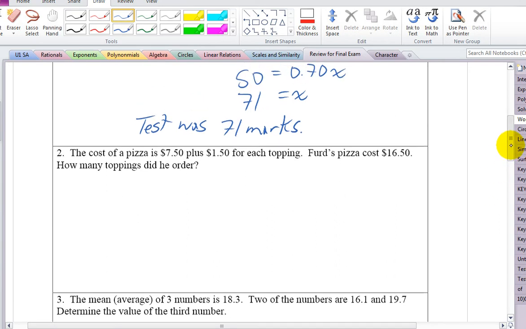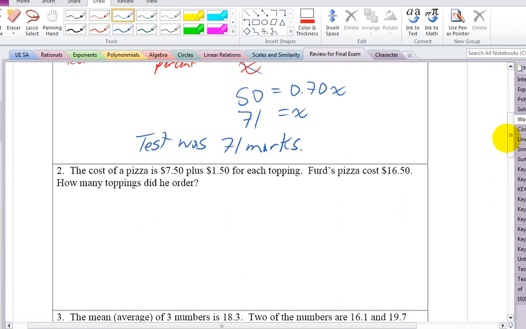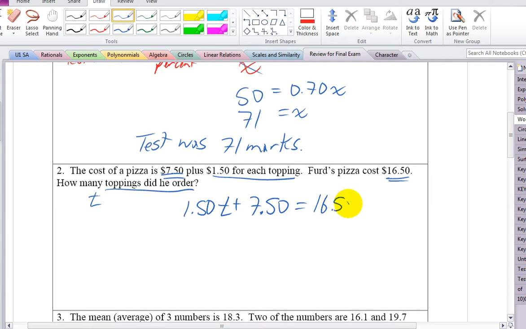Okay, next one, cost of a pizza. It's $7.50 plus $1.15 for each topping. The pizza costs $16.50. The question is, how many toppings did he order? So let's use T for toppings. How can we set this one up? 1.50 T plus 7.50. So $1.50 per topping means we can multiply that together. Plus, every pizza is $7.50, so we have to add it. That's our constant. And equals a total cost of $16.50.